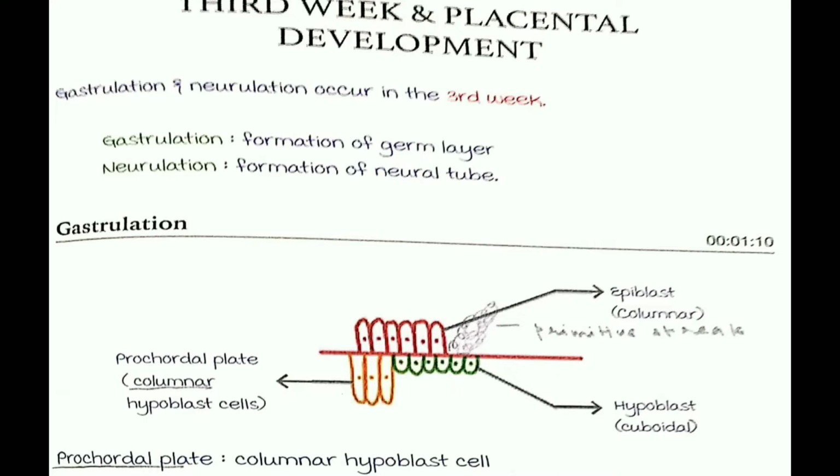So let's get started. In the third week, two processes take place, that is gastrulation and neurulation. Gastrulation is the formation of the germ layers of the body, that is the endoderm, mesoderm and ectoderm layers, and neurulation is the formation of the neural tube. So in this video I'll cover the gastrulation part, which is the formation of the germ layers.